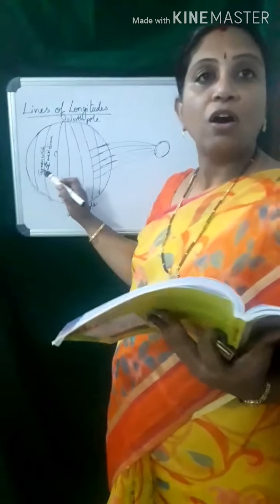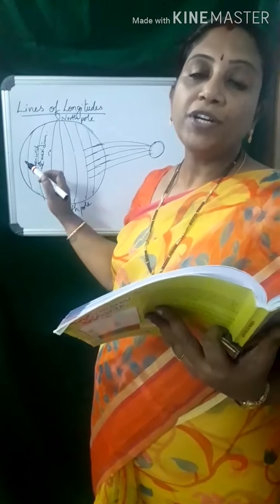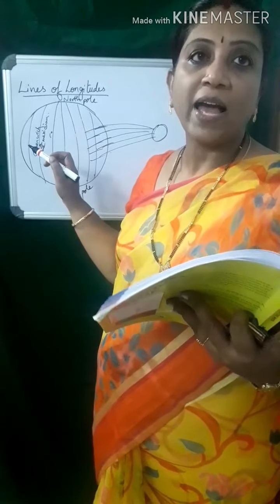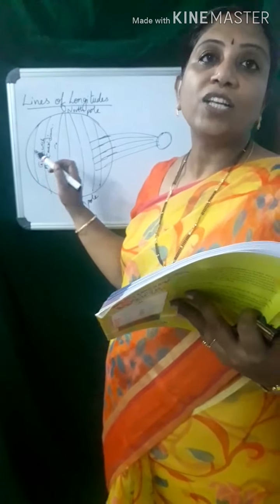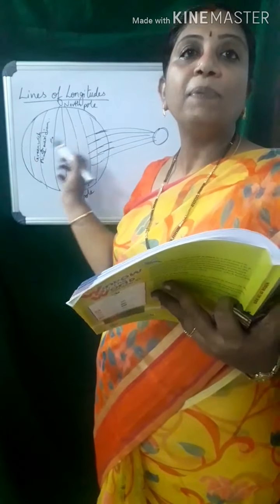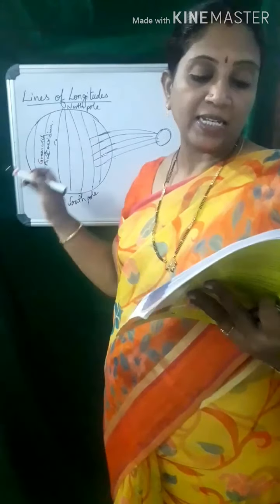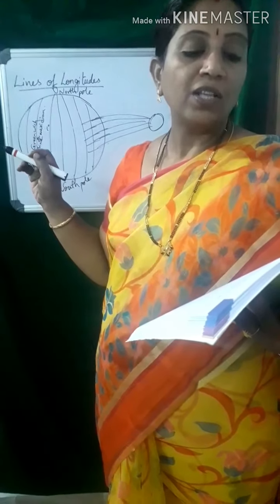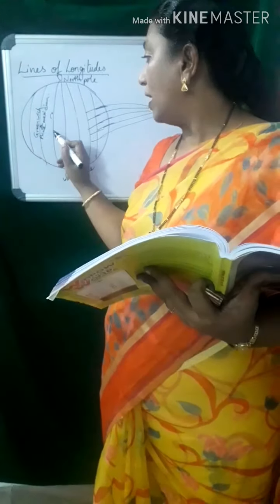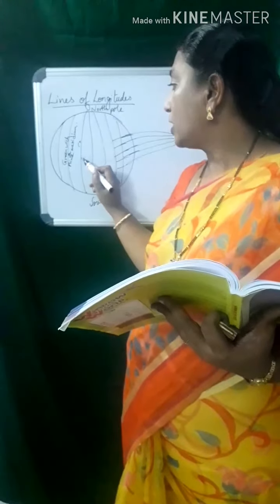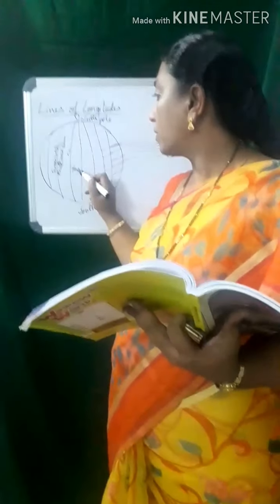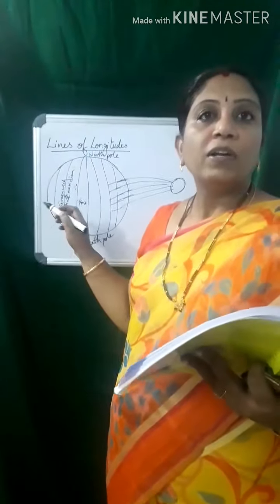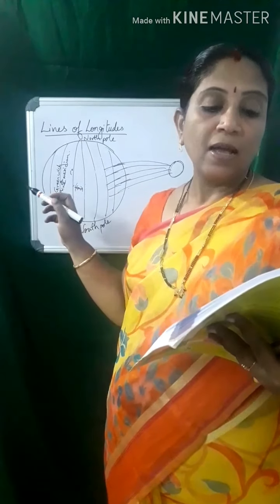I told you, how many longitudes are we having in total? 360 longitudes we are having. So it takes 24 hours to complete these 360 degrees. It thus takes 4 minutes for the earth to turn 1 degree. From one degree to another degree it takes 4 minutes.